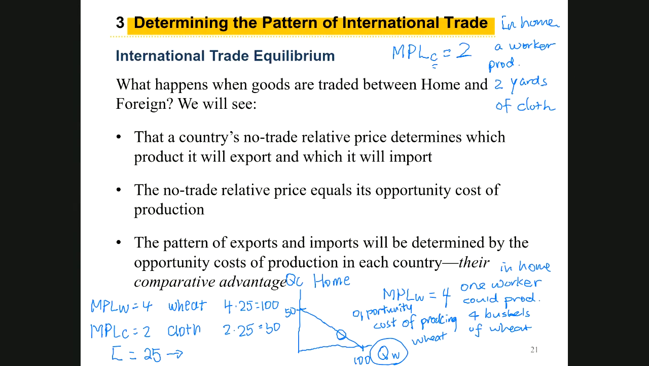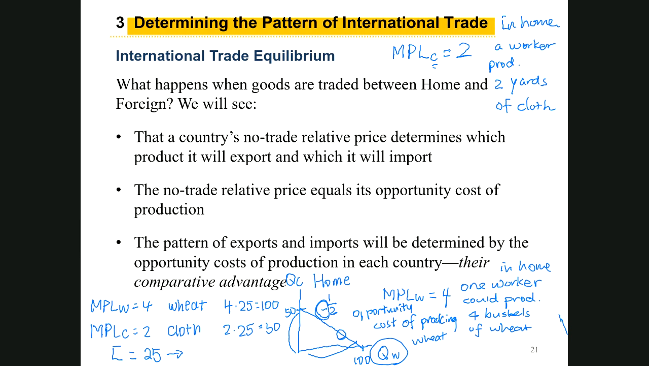So what is the slope for this one? The slope is going to be 1/2, just like rise over run, right? The negative mathematically represents giving up. So in exchange for an additional bushel of wheat, you have to give up half a yard of clothes. Okay, so basically that's it.